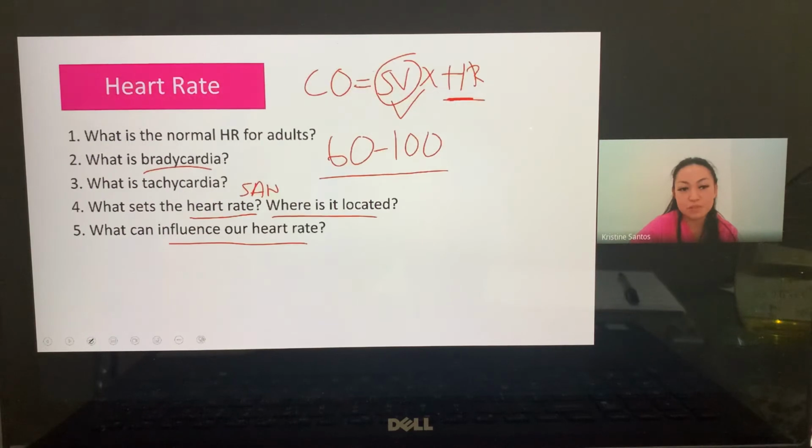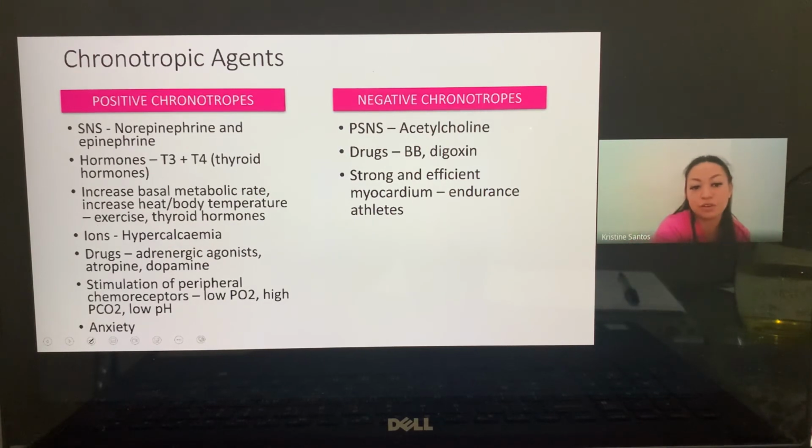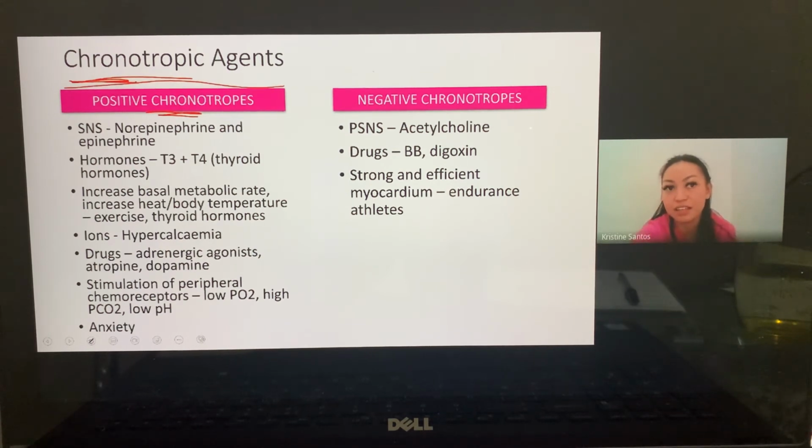So in terms of heart rate, we have chronotropes. Chrono means time, like when you say let's arrange something in chronological order, in time order. So chronotropic agents are anything that can affect the heart rate, like how fast or how slow the heart is beating. And we have positive and negative chronotropes.